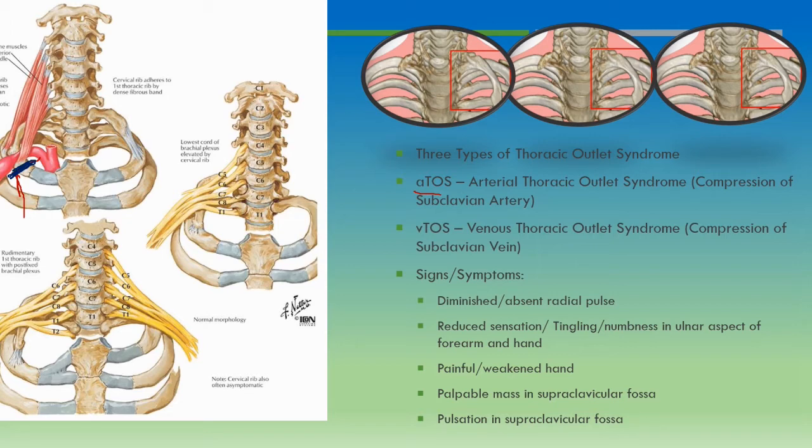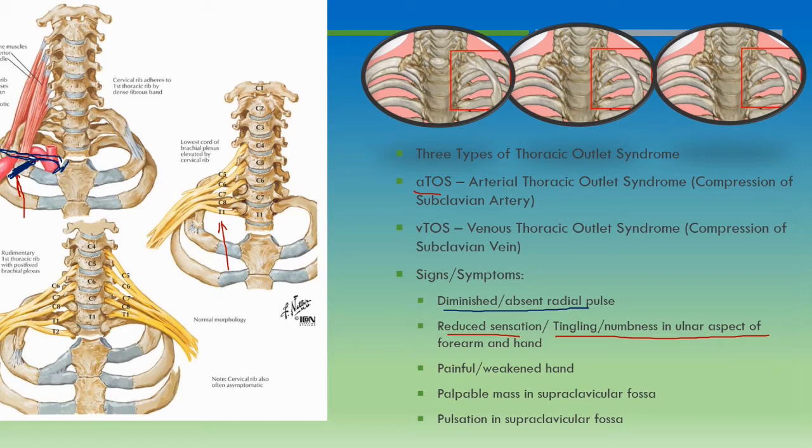So it doesn't pass through the scalene triangle, but it does pass through the costoclavicular space as the clavicle traverses here laterally from the sternoclavicular joint, laterally in front of the first rib. So the subclavian vein passes through the costoclavicular space but does not pass through the scalene triangle. So with thoracic outlet syndromes, the particular structure that's compressed will determine the type of symptoms that the examinee reports to you. Typical symptoms of vascular arterial compression include a diminished or an absent radial pulse. With neurologic compromise, we're going to encounter reduced sensation, reports of numbness and tingling, particularly in the ulnar aspect of the forearm and hand, due to irritation of the C8 and T1 nerve roots here.